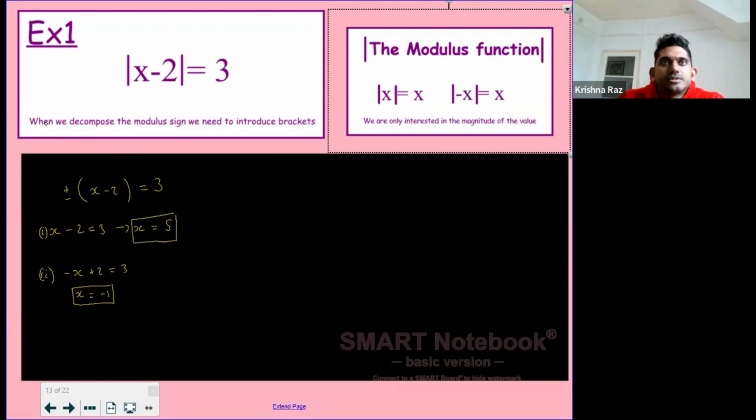So if we draw this, let's switch to white. First, we need to draw the graph of x minus 2. The graph of x minus 2 would have a gradient of 1 and cross the y-axis at negative 2. So it looks something like that. And we've got 3, so the graph of y equals 3 would look like this.